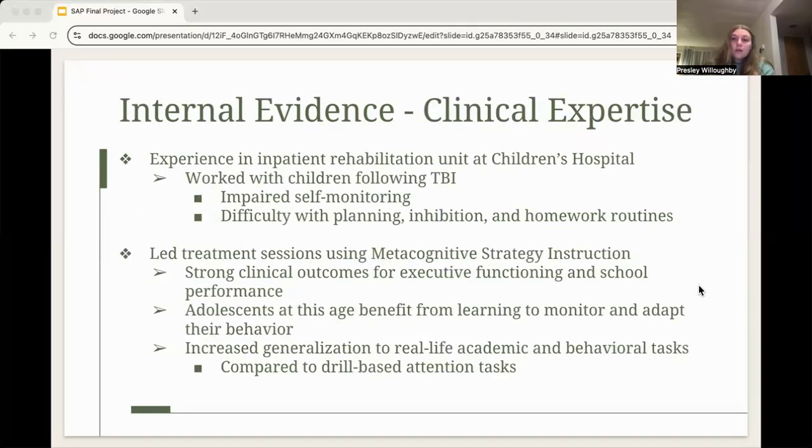So from my clinical experience working with adolescents with TBI in inpatient pediatric rehabilitation, I have consistently seen stronger functional outcomes when treatment emphasizes strategy use, self-monitoring, and behavior regulation, which are key components of MSI. MSI can definitely support independence with homework, class participation, and emotional regulation. And these observations align with the external evidence that showed that MSI helps lead to meaningful real-life improvements in executive functioning.